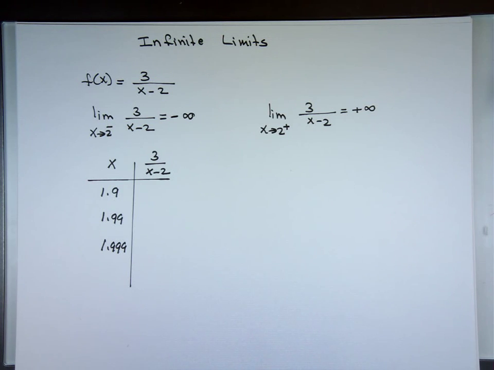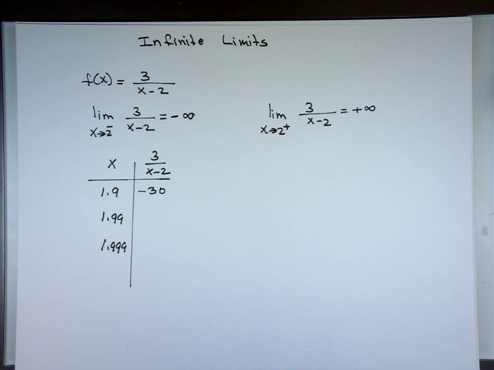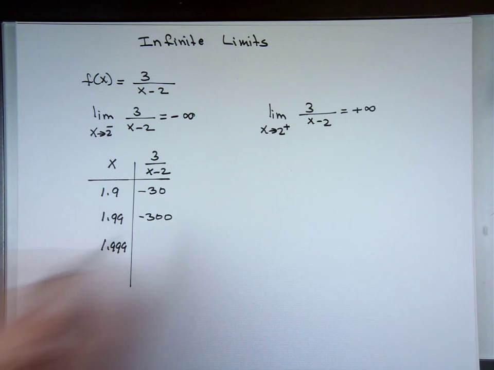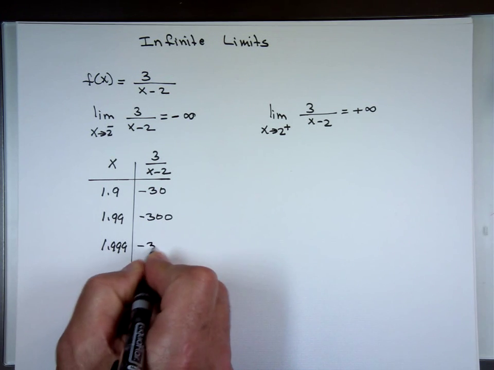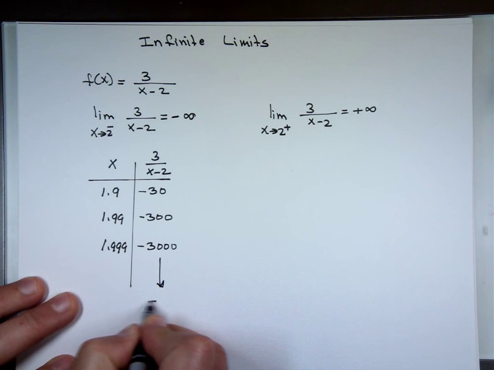Plug them into that cheap calculator there. We don't need anything fancy. So we'll go 1.9, negative 30; 1.99, negative 300. It doesn't take that many values to get the answer. 1.999, negative 3,000. You can see that number is getting bigger and bigger on the negative side. That's definitely going to negative infinity.